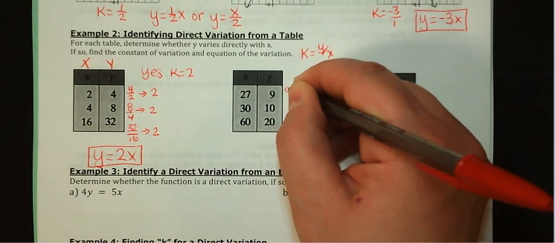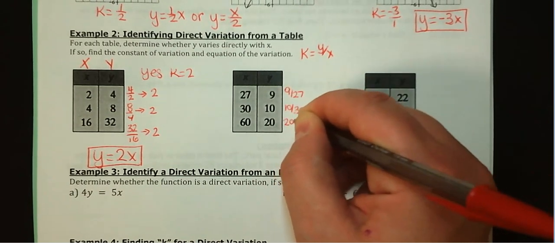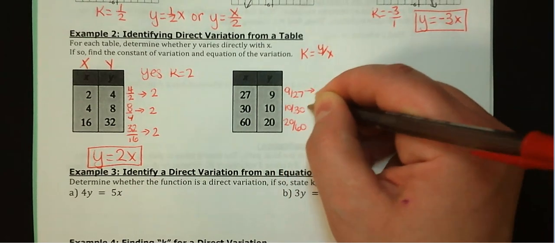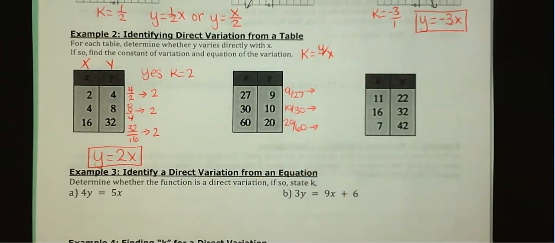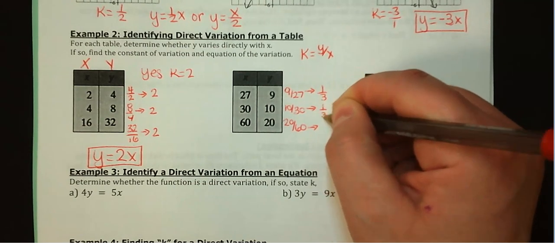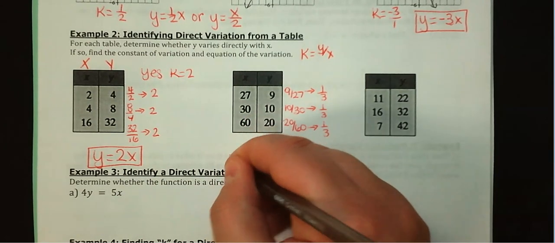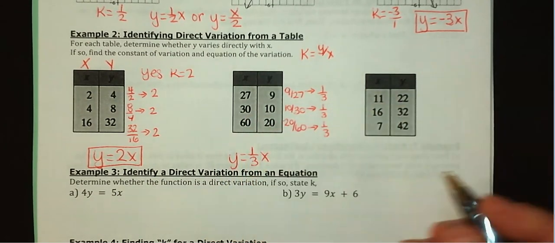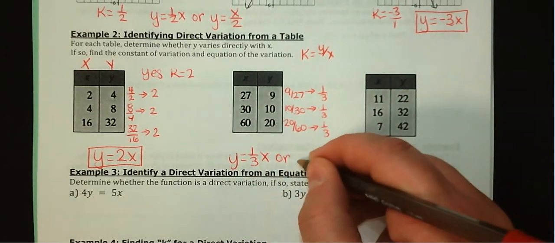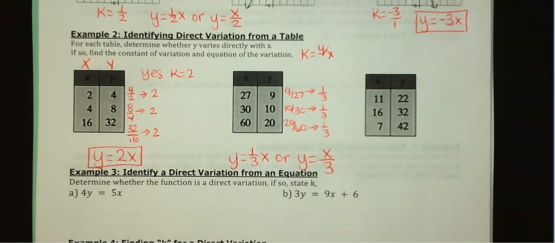So for this next example, we'd go 9 over 27, 10 over 30, 20 over 60. Now these are all going to be fractions, but do they all reduce to the same thing? Yes. Okay, what do they reduce to? 1/3. All right, so all of these are 1/3. As long as they're all the same, that is your k value. Now, there are two ways I could write this. I could write y equals 1/3 x, which is probably how I would write it, but it could also be presented as x over 3. Either one of those is technically correct. Your k value there is 1/3.